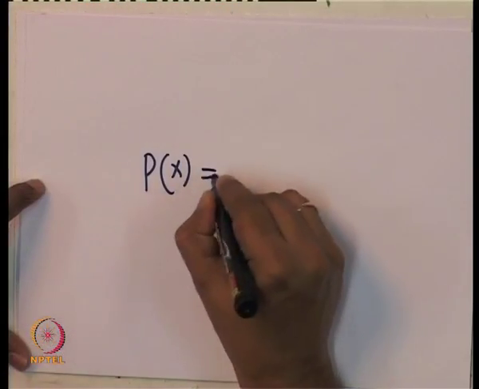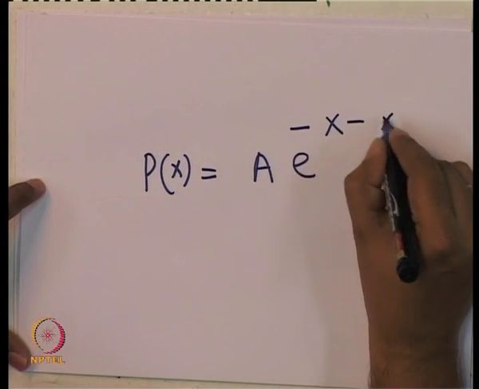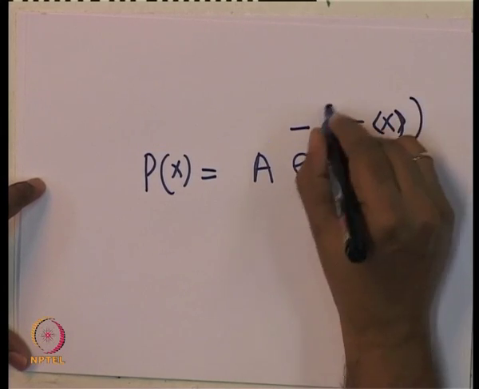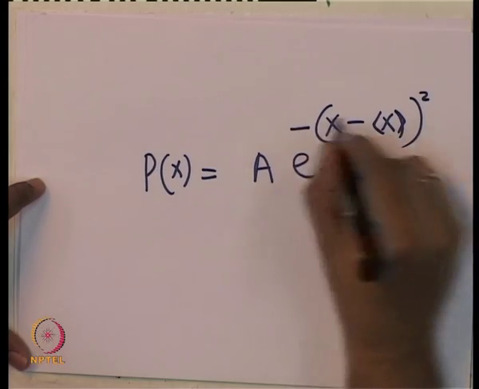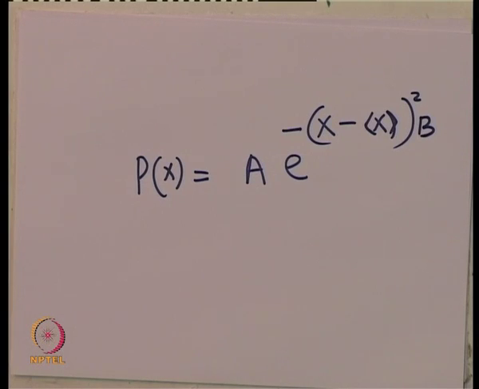We just said in the last lecture that normal distribution has the form p of x is equal to a e power minus (x minus average) whole square, with some constant b. So, normal distribution has this particular form. We will try and understand more about this in this lecture. We will understand a lot more about this.